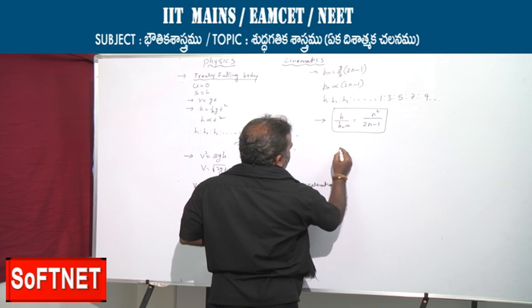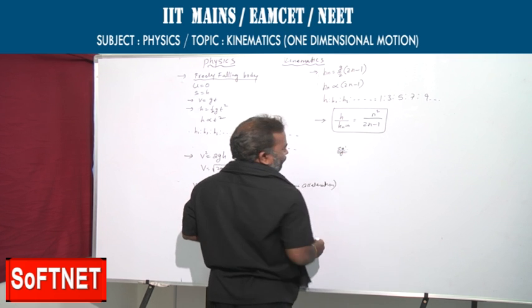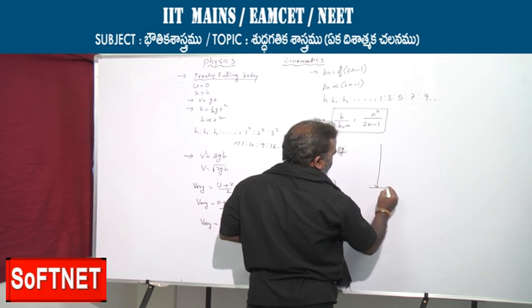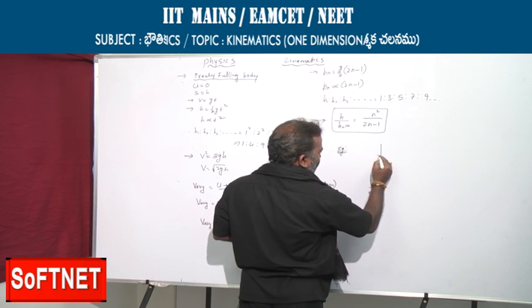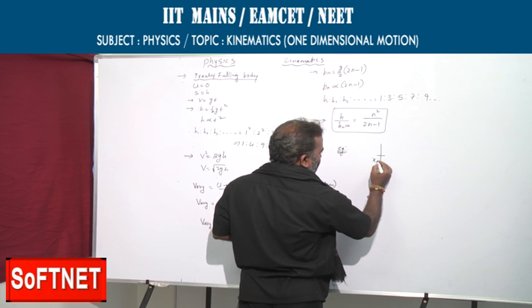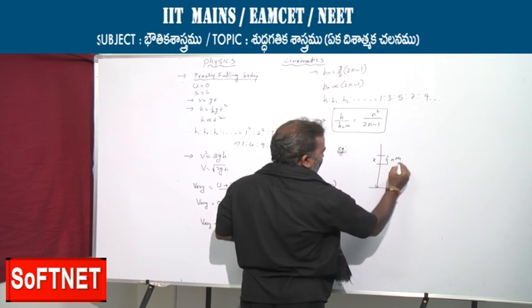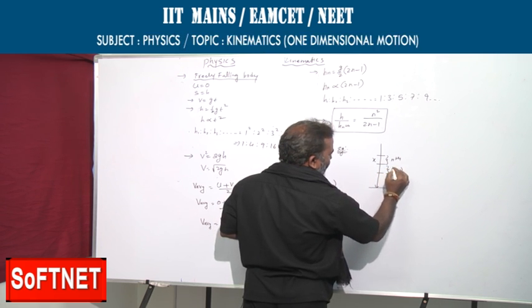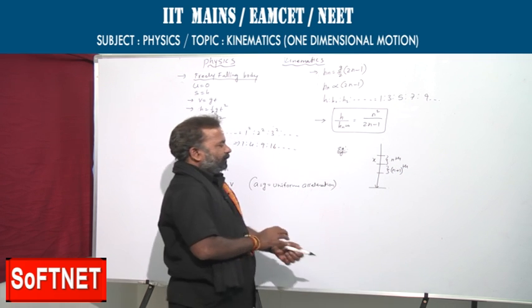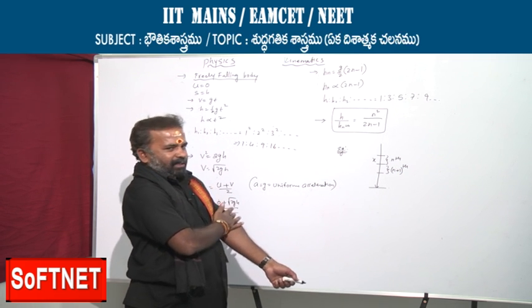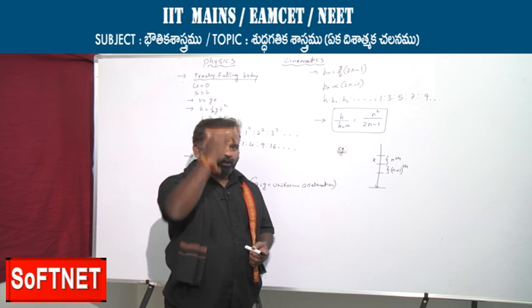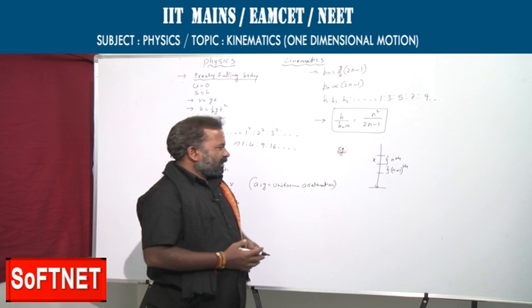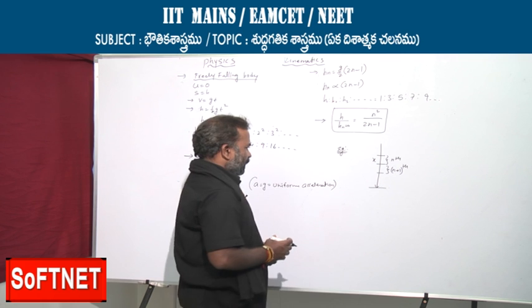Now if a freely falling body covers x meters in nth second, what is the distance it will cover in n plus 1th second? It covers x meters in nth second. Nth second we don't know, some second during the fall. Immediate next second is n plus 1th second. So what is the distance it will cover in n plus 1th second?